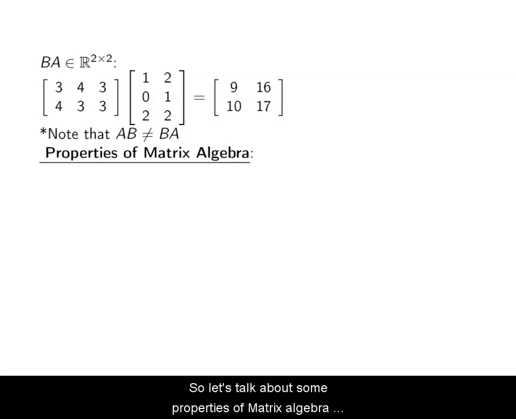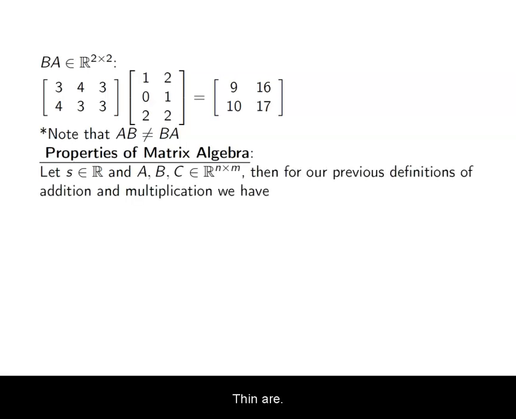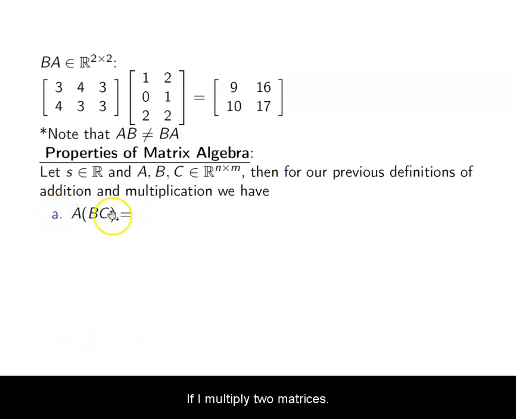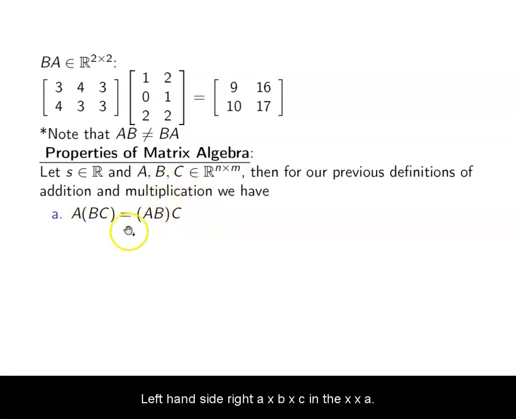So let's talk about some properties of matrix algebra. So let S be a scalar, and let A, B, C be n by n matrices, okay? Then from our previous definitions of addition and multiplication, we have the following. If I multiply two matrices, B times C, and then multiply that product times A, it's the same thing as if I multiply A times B, and then multiply that by C, except that this product AB needs to be on the left-hand side, and BC needs to be on the right-hand side.